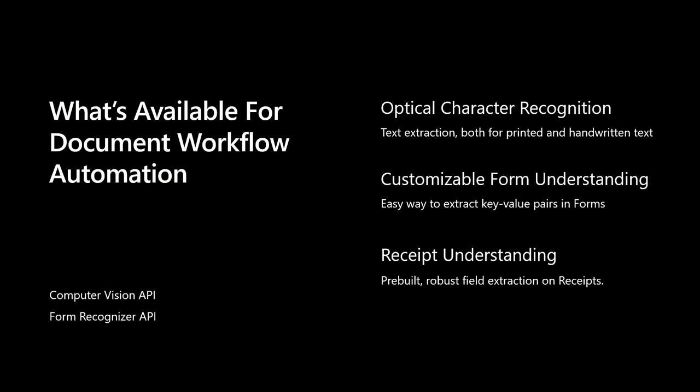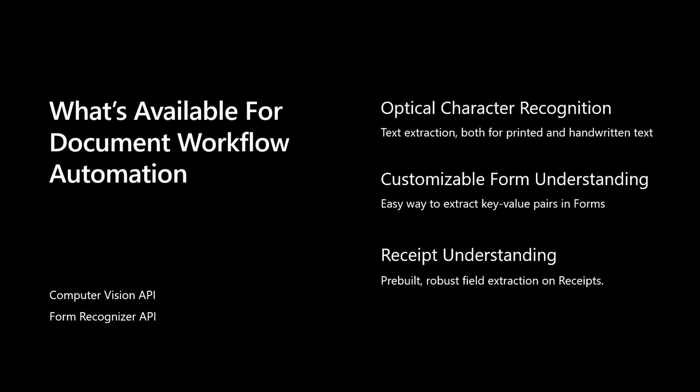It's available inside of the Form Recognizer API. And this, in a similar fashion to how Custom Vision works, allows you to tag the key value pairs inside of documents that you care about extracting. So if you need to process insurance intake forms that have a certain insurance ID you need to parse out, Form Recognizer allows you to do that.